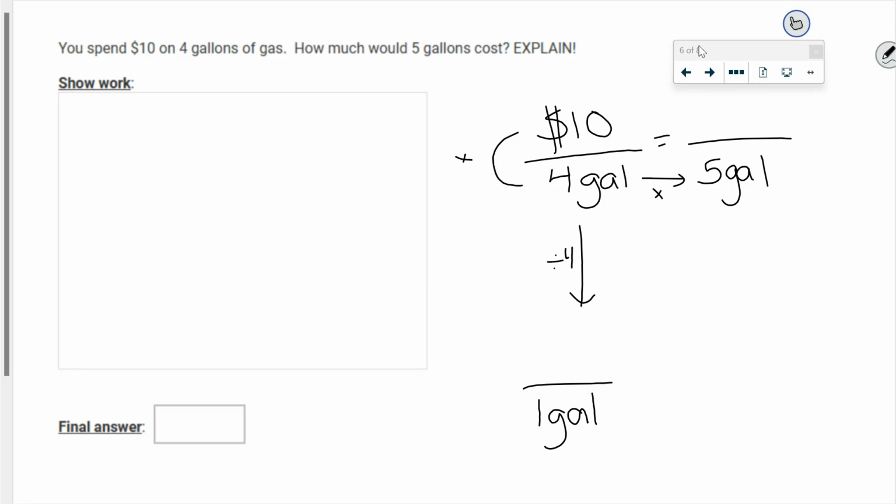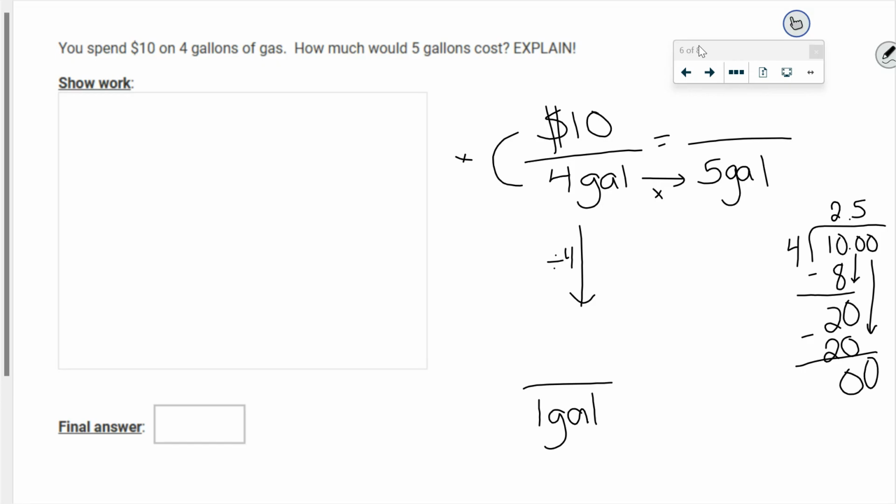So let's do it over here. $10 divided by 4. Decimal goes up. 4 fits into 10 2 times. 4 times 2 is 8. Subtract, you get 2. Bring down a 0. 4 fits into 20 5 times. 4 times 5 is 20. Subtract, you get 0. Bring down your last 0. 4 fits into 0 0 times. So it would be $2.50 for 1 gallon.